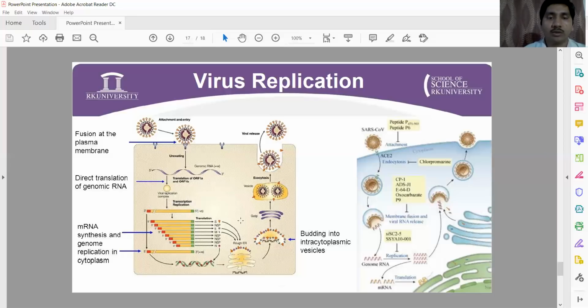Here you can see it represents the open reading frames. The translation of different frames codes for different proteins, like S protein, that is spike protein, NSP, then E, then M. These are the different proteins which are coded by the positive sense mRNA of the virus.